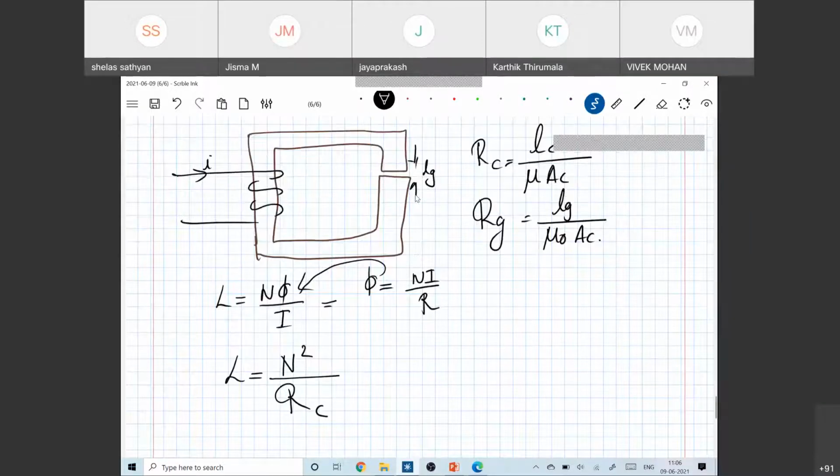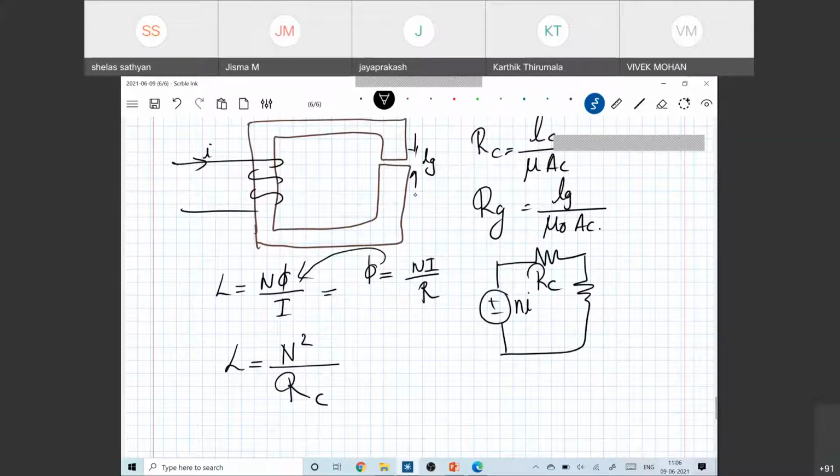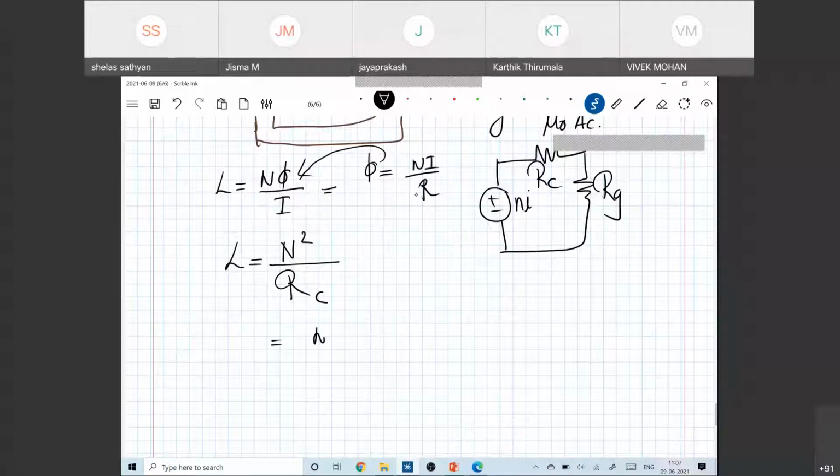Now we have an air gap introduced. In our equivalent circuit, the same MMF N i is there, but you have two reluctance paths: one is the reluctance of the core, another is the reluctance of the air gap. Then the inductance will be given by N square divided by the reluctance of the core plus the reluctance of the gap.